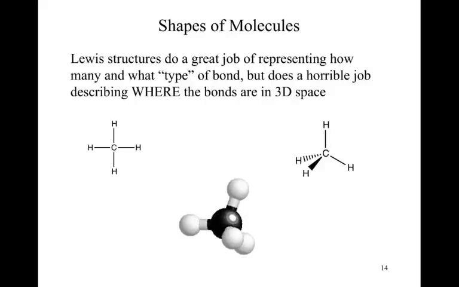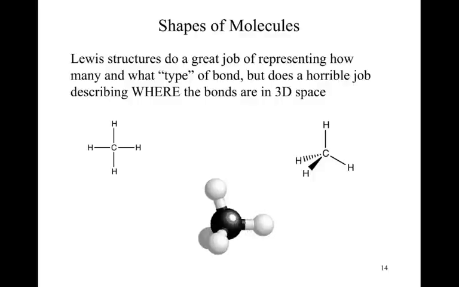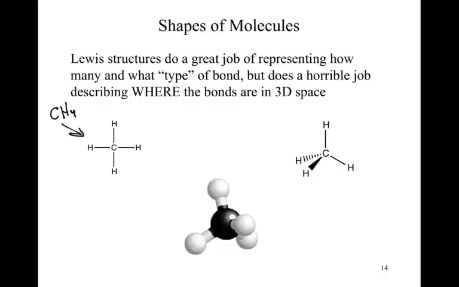So Lewis structures do a great job of representing how many and what type of bond, but it does a horrible job of describing where they are in 3-dimensional space. If we look at the Lewis structure for methane, or CH4, we should end up with that structure in the upper left. Okay? What that doesn't help us understand is that the bond angle actually found in methane is not accurately shown in the Lewis structure. That bond angle looks like 90 degrees.